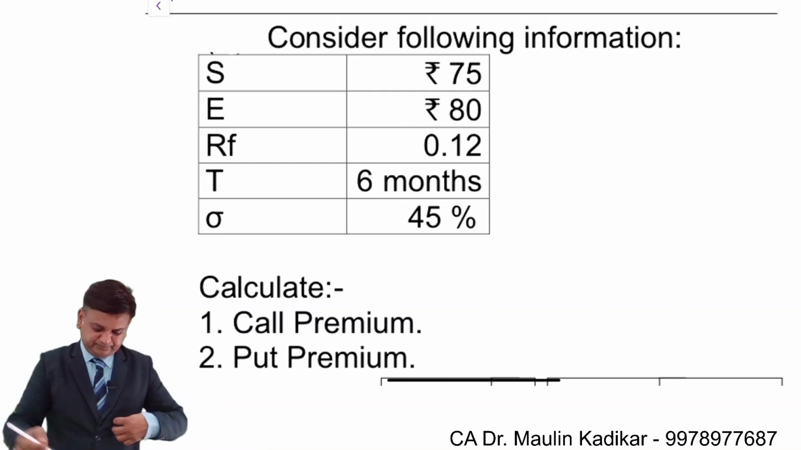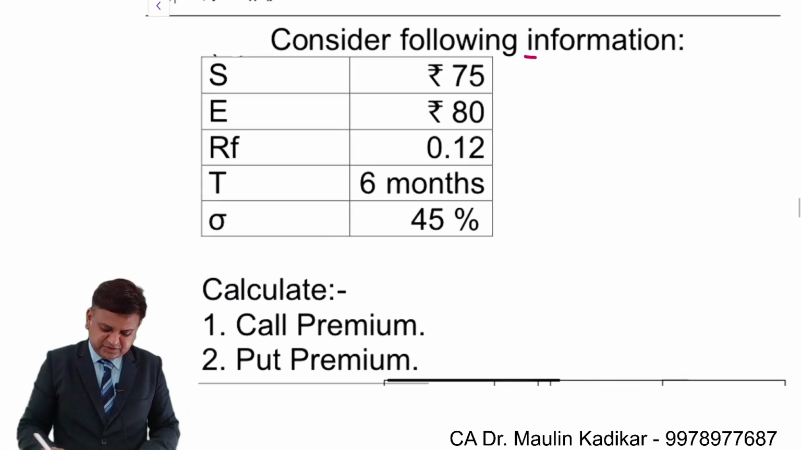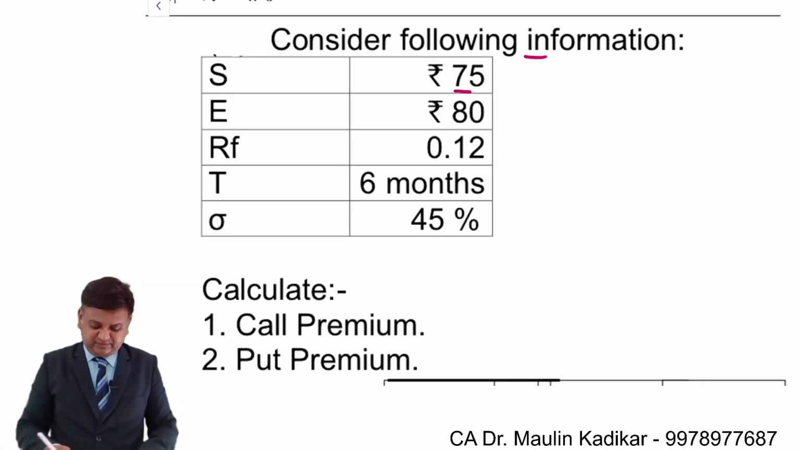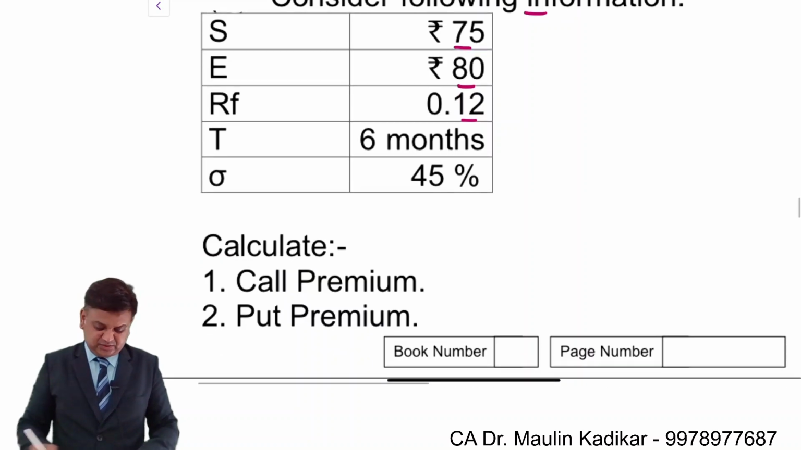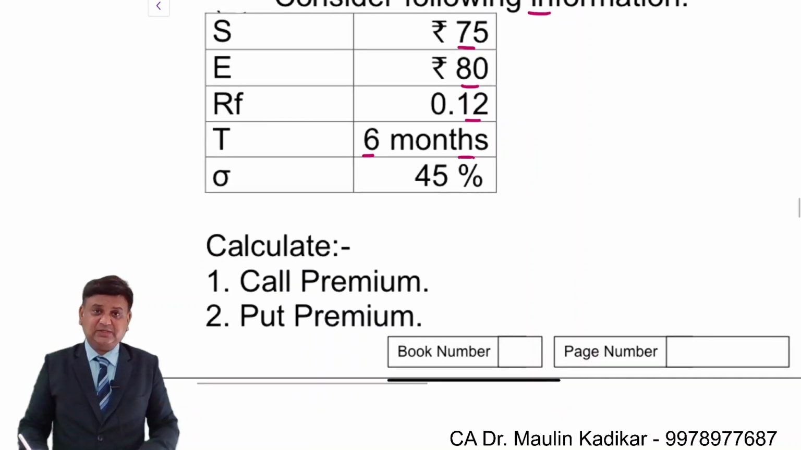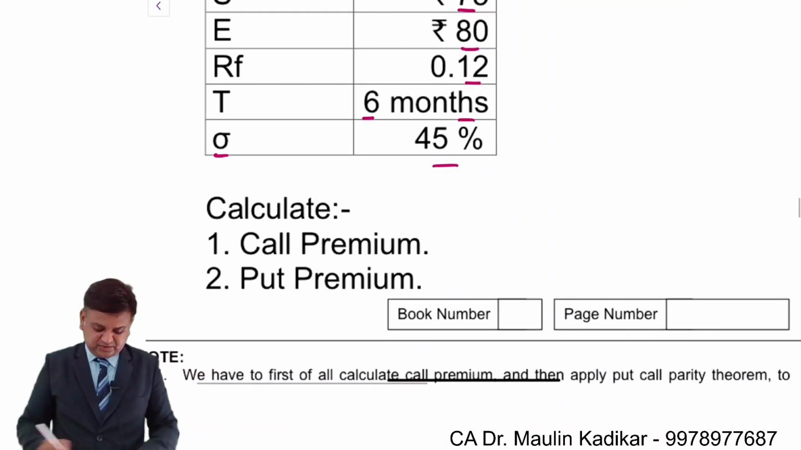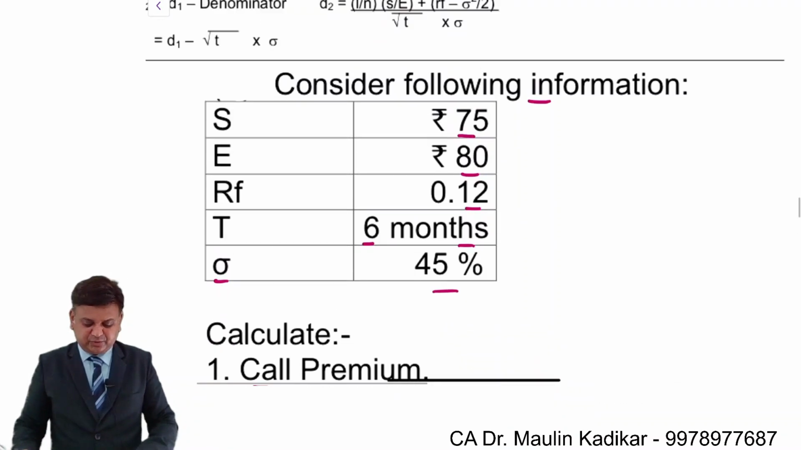Next question. Consider the following information. Spot price of equity share is 75. Exercise price is 80 rupees. Rate of interest is 12%. Time period is 6 months. Standard deviation is 45%. Calculate call premium and put premium.